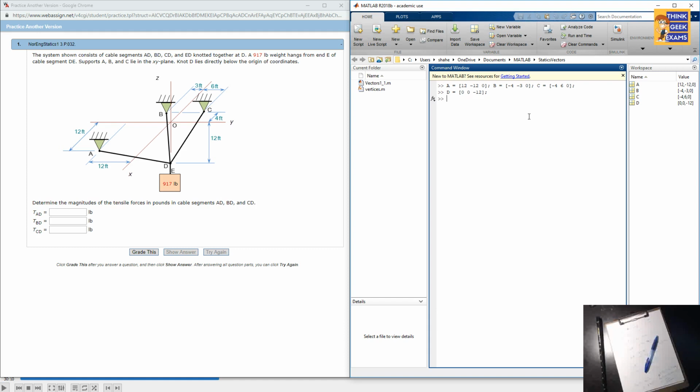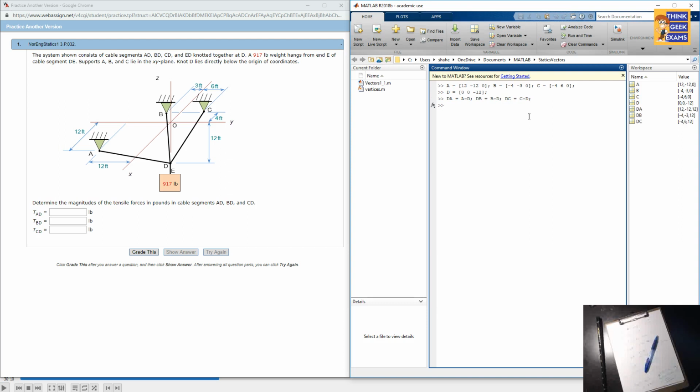So if you drew the free body diagram, there would be forces in the direction dA, dB, and dC. So let's get those directions out of the way. dA is A minus D, dB is B minus D, and dC is C minus D.